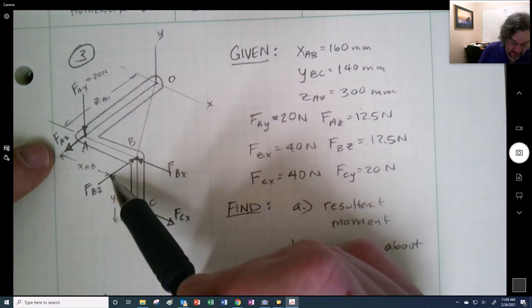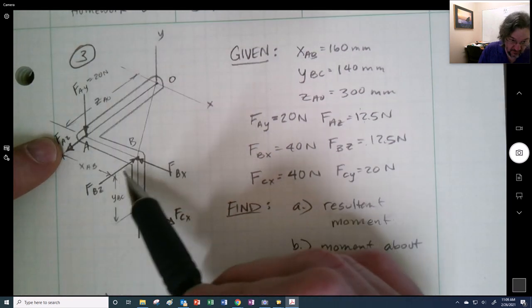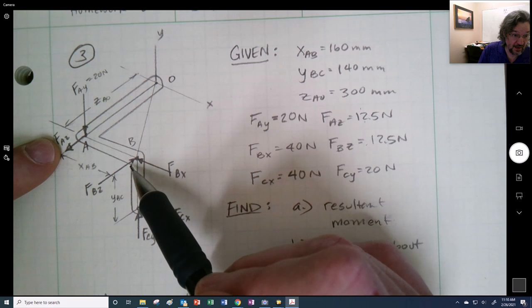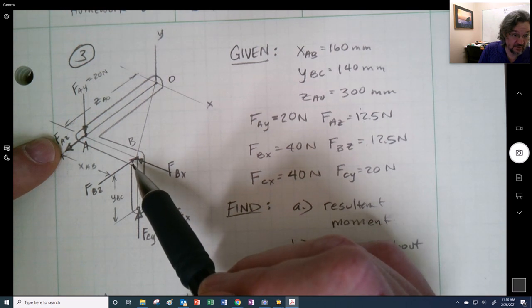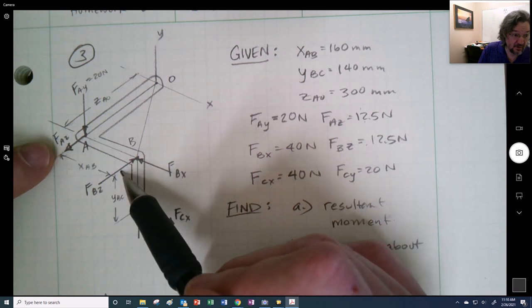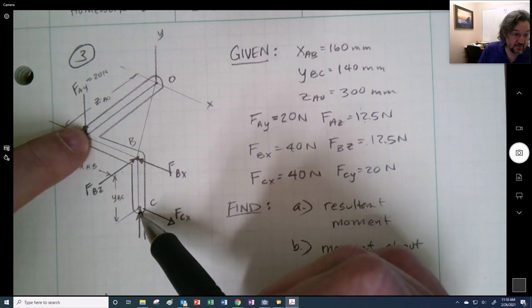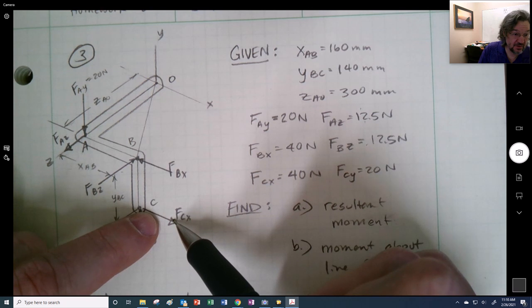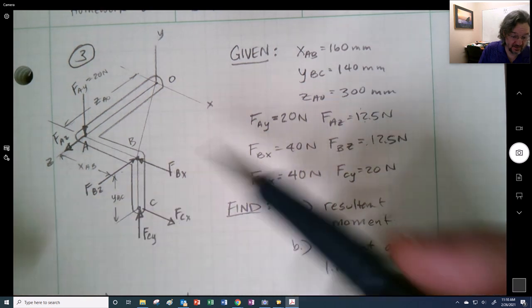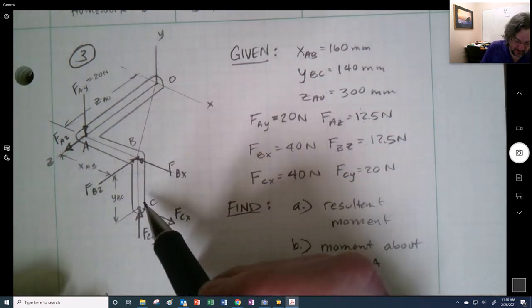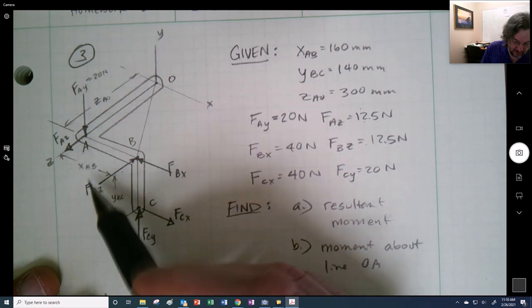So this guy and this guy are going to form a couple about the Y, and it's going to be counterclockwise, so that's good. And is there anybody else? This right here is going to be about the Z. This one right here and that one is going to be about the Z. So the only two that are going to make a couple about the Y is this guy right here.